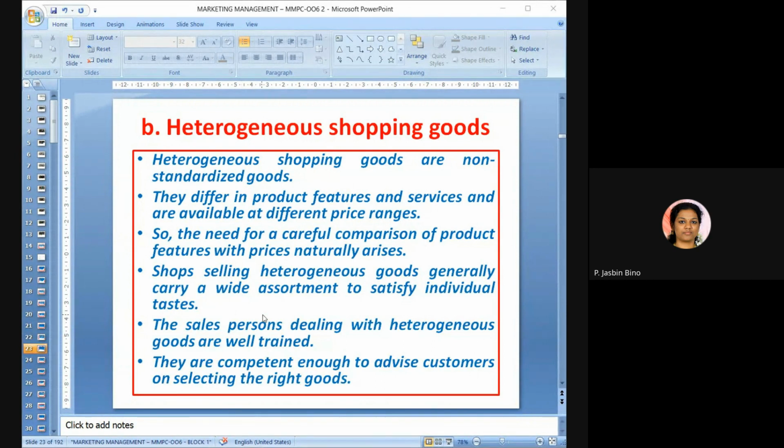Shops normally sell heterogeneous goods generally, and carry a wide assortment to satisfy the needs or the tastes of the customers. The salespeople dealing with heterogeneous goods should also be well trained.